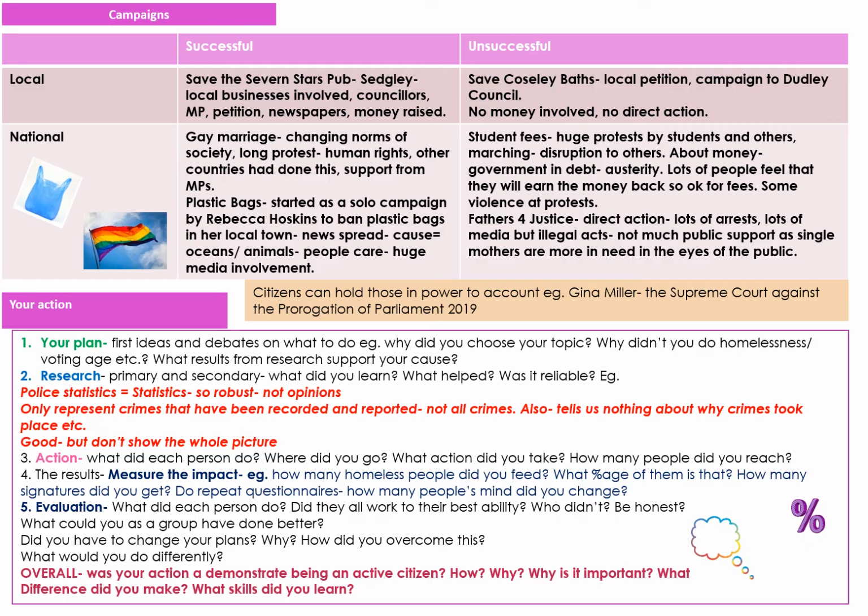So did you actually meet your aims on a local level? Did you meet your aims on a school level? What did you actually achieve? And on a wider level, did you do anything there? If you spread things on social media, that could be evidence for that. Overall, did you demonstrate being an active citizen? How and why? What difference did you make and what skills did you learn? Think about things like researching, think about questioning, standing up and promoting an issue, and so on and so forth. Remember, you need statistical evidence for every bit.